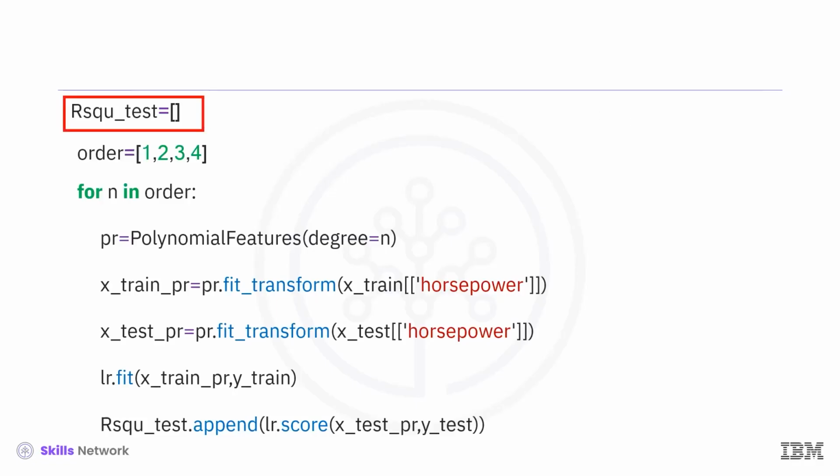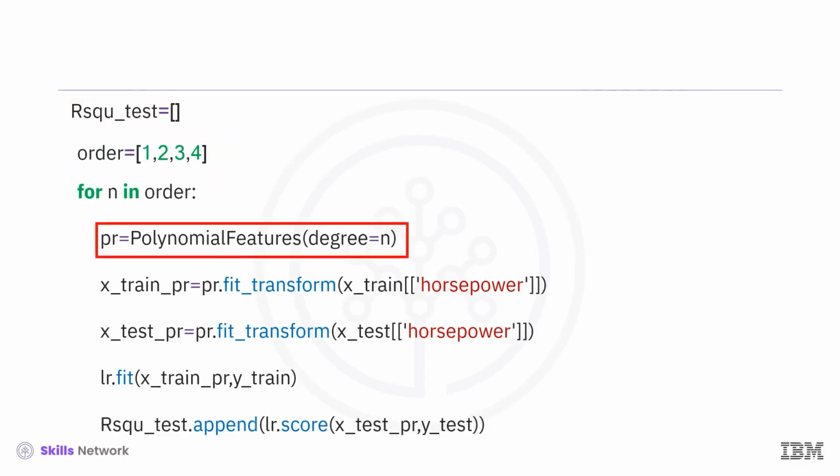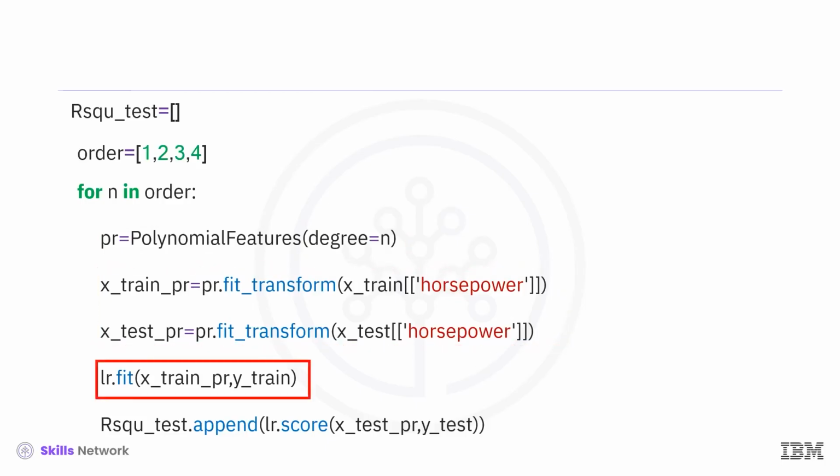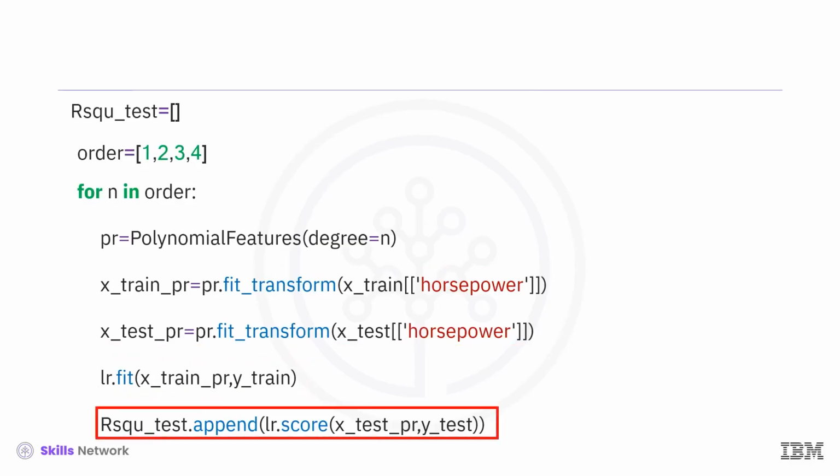First, we create an empty list to store the values. We create a list containing different polynomial orders. We then iterate through the list using a loop. We create a polynomial feature object with the order of the polynomial as a parameter. We transform the training and test data into a polynomial using the fit transform method. We fit the regression model using the transformed data. We then calculate the R-squared using the test data and store it in the array.